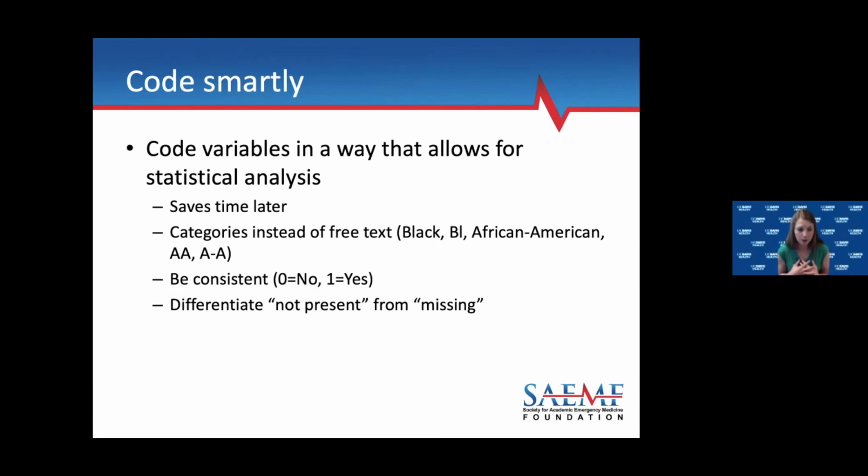So my personal convention is to use 0 for no and 1 for yes. Some people prefer 1 for no and 2 for yes. That's certainly not my preference, but whatever your system is, use it and use it across every variable in your database. It's also really important to differentiate data that are not present from data that are missing.